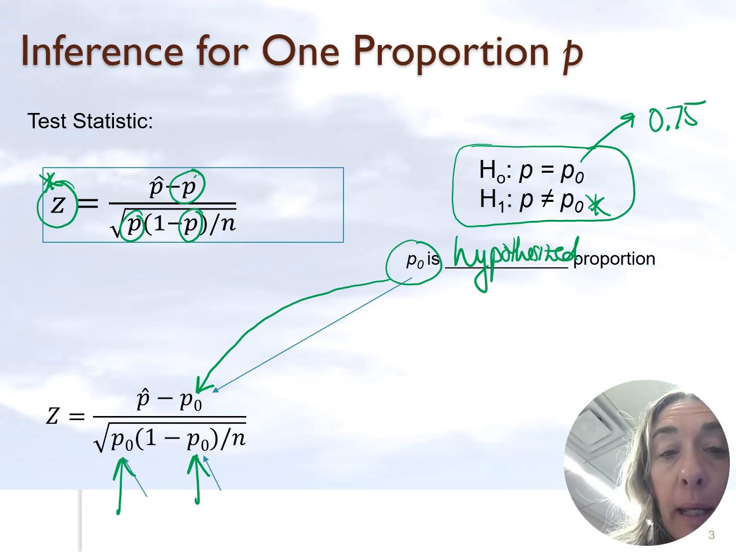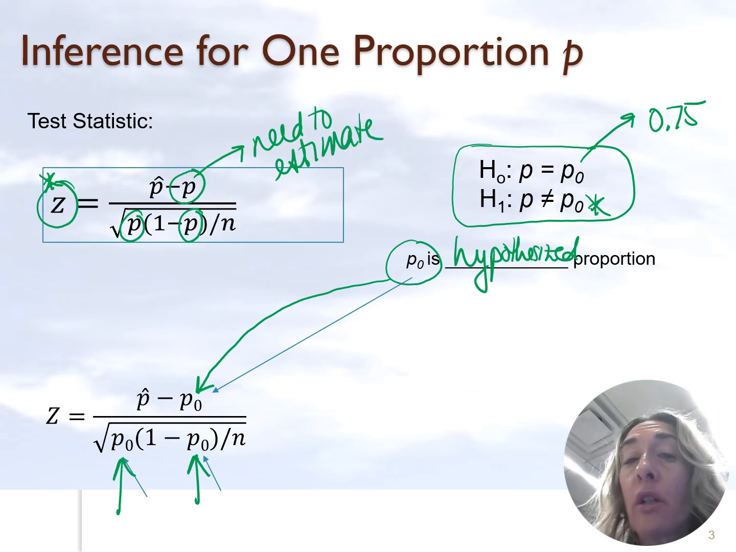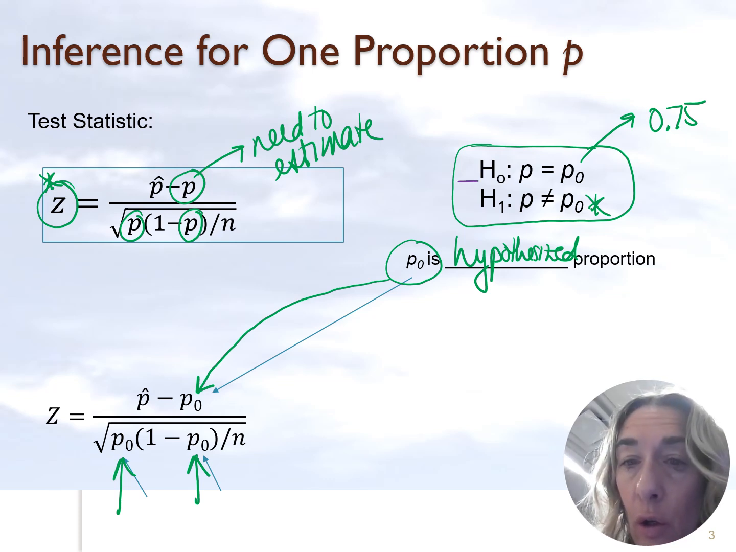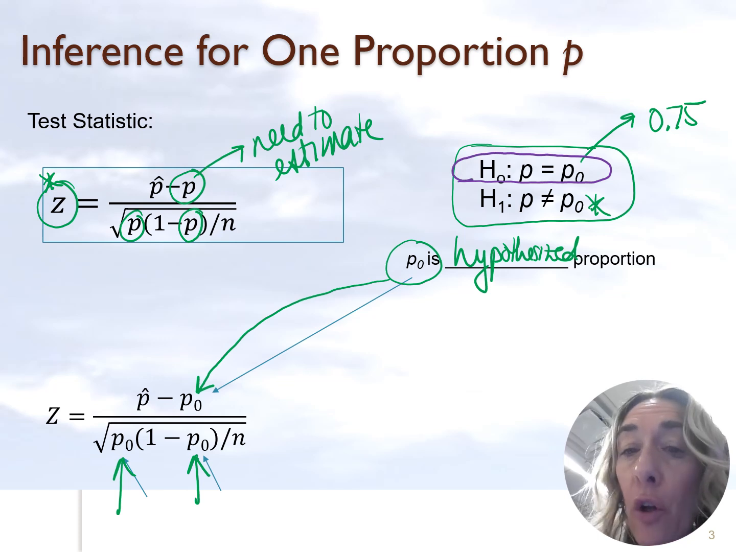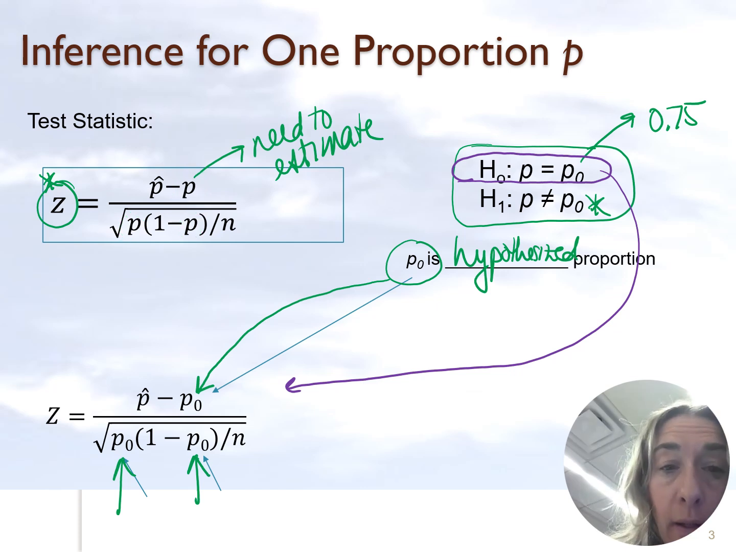Remember, we need to estimate p because it is the population proportion, which we don't know. And in addition, because we want to do a proof by contradiction, we have to assume the null to be true, which is p equal p naught. So that is an additional reason why we insert p naught into the test statistic for each place that we see a p. So that's why p sub naught appears there, there, and there.